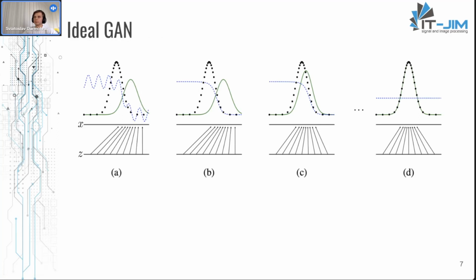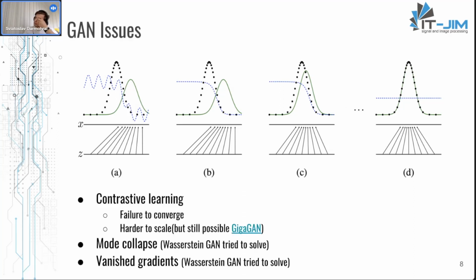In the ideal scenario, we have the real data in black dots. We have the discriminator distribution in blue. We sample some vectors from Z, and we have the generator distribution in green. And over some steps, the discriminator should slowly move the generator distribution to match the original data. But in reality, it rarely works that well, because here we have contrastive learning, and it has a tendency to not converge and fluctuate between discriminator and generator.